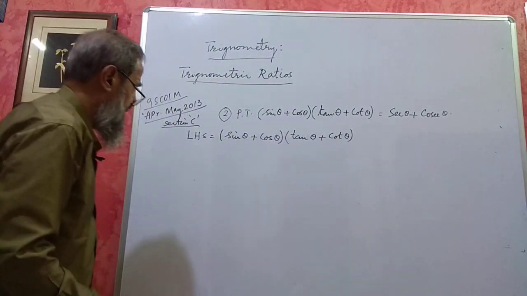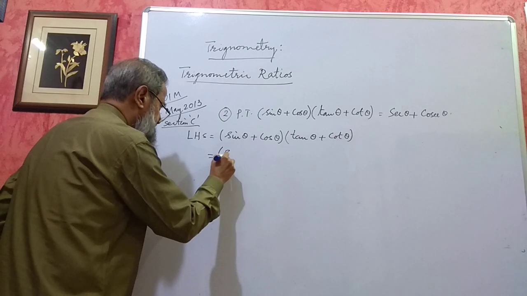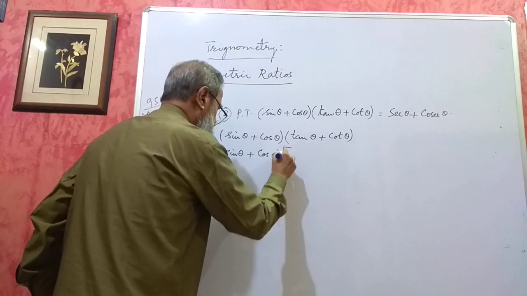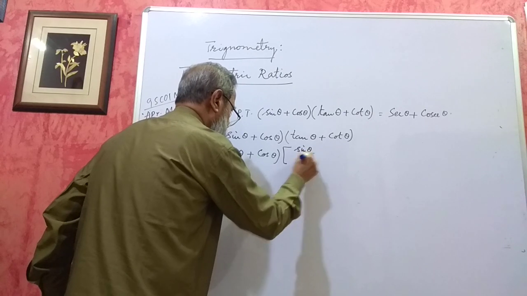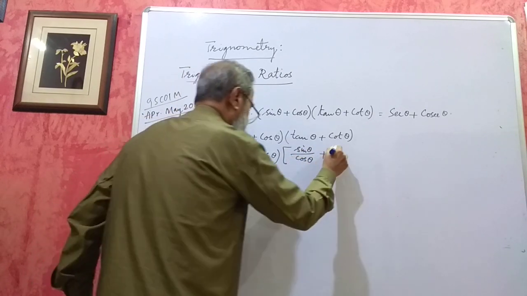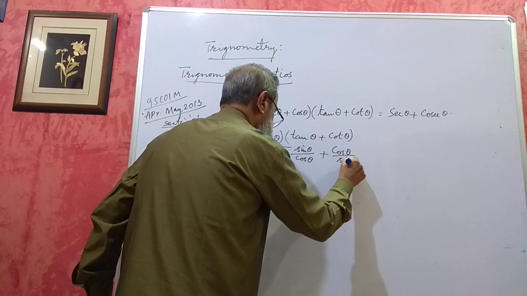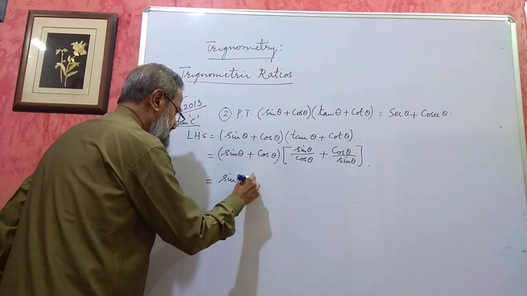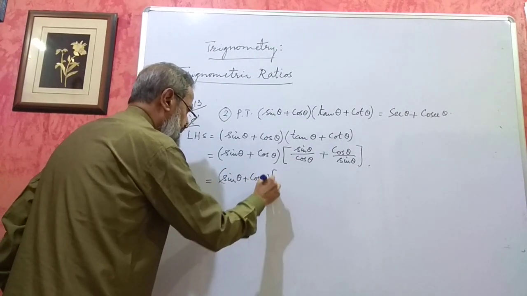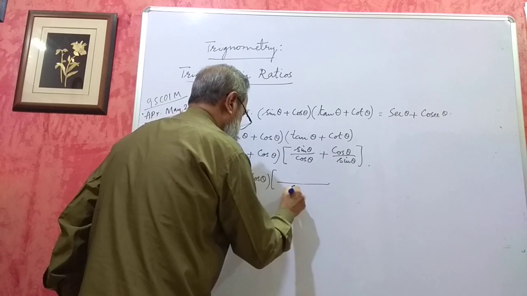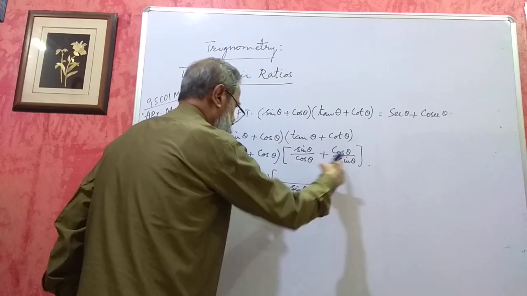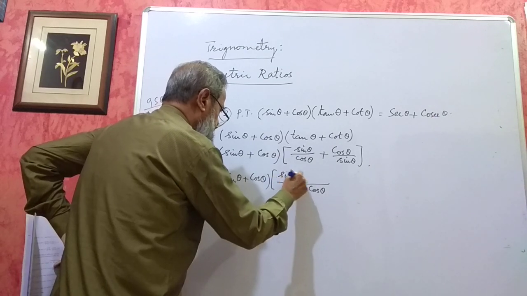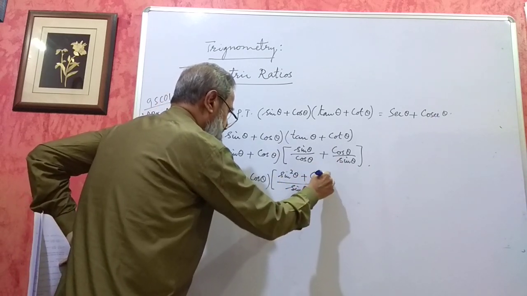First I'll copy it. Then this I'll keep as it is, because this is sin theta, this is cos theta, I will not change these two. Here I will change it. Tan theta I will write as sin theta by cos theta, plus cot theta can be written as cos theta by sin theta. So this I will take as it is, sin theta plus cos theta into, here I will take LCM. LCM is sin theta into cos theta, LCM of denominators. Then add these two, that is cos theta gets cancelled. I will get sin square theta. Here you will get cos square theta.